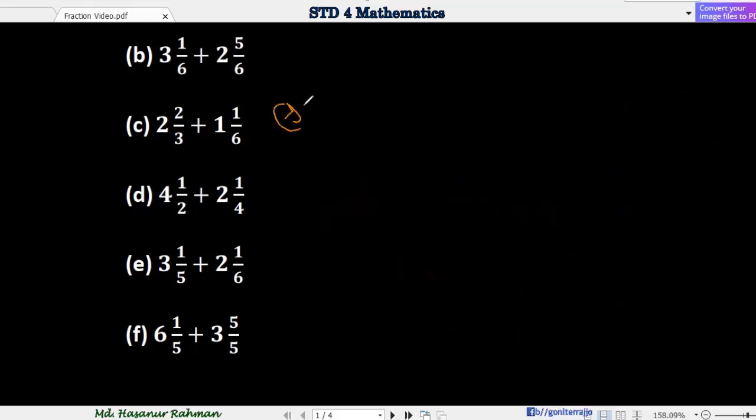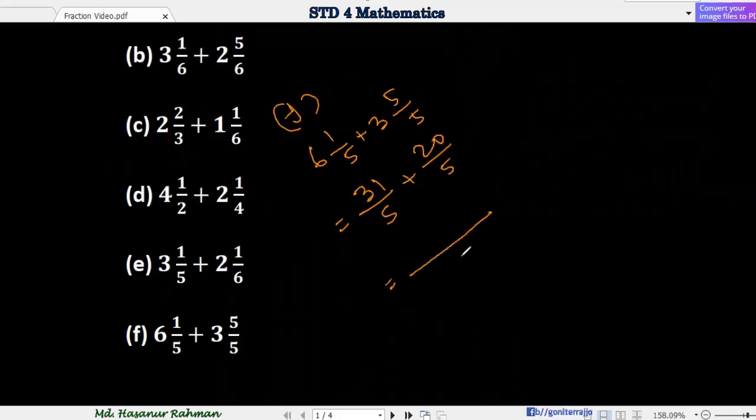Now number F. Number F says 6 whole 1 by 5 plus 3 whole 5 by 5. Very simple problem actually. So we can solve it in that way, 5 sixes are 30 plus 1, that is 31, plus 5 threes are 15 plus 5, that is 20. So the denominator should be 5 and the numerator should be 31 plus 20, that is 51. So if we want to convert this one into mixed, that should be 10 whole 1 by 5.